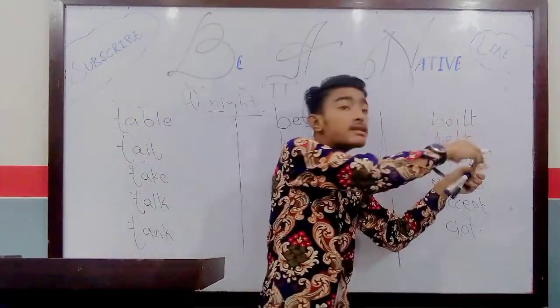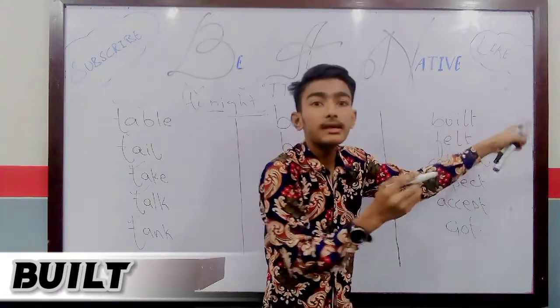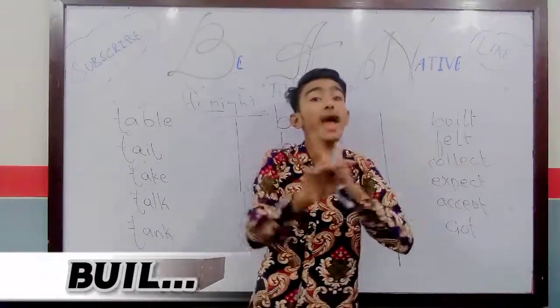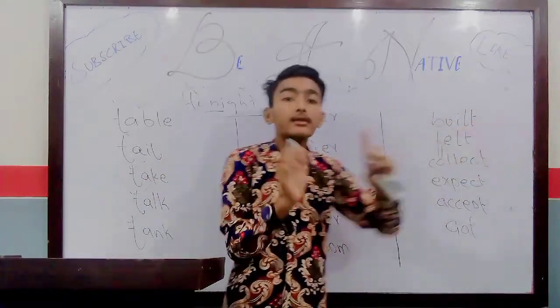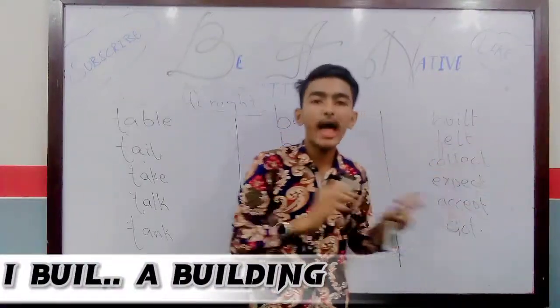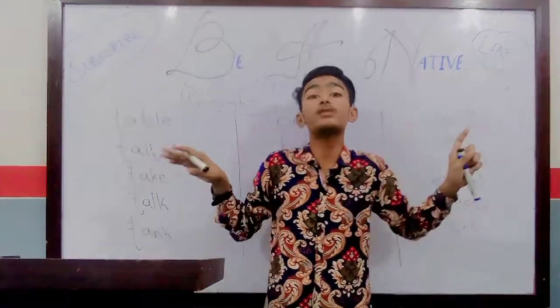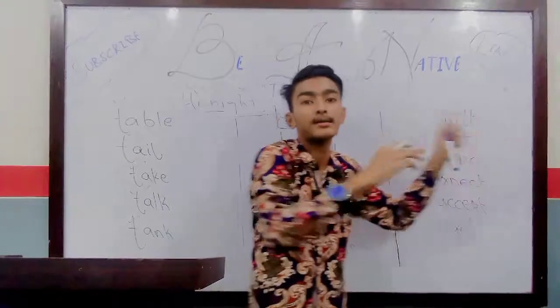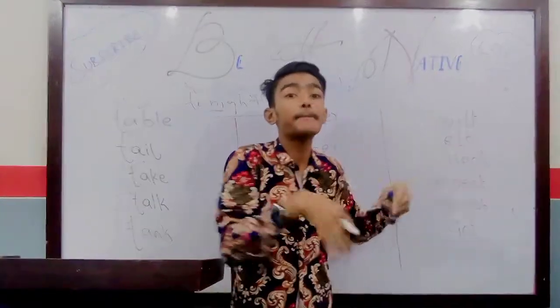That's why I'm pronouncing that. But if the T is at the last, you gotta not pronounce that. So it'll be like built. You're not pronouncing the T in American English, so it'll be like built. You can say, I built a building. That's how you pronounce like a native speaker. You're not pronouncing the T whenever it comes at the last. So built, I built a building.